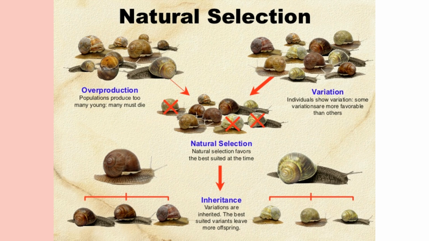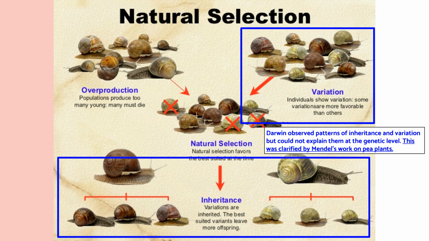unaware of Mendel's work. The diagram explains natural selection by showing that populations overproduce offspring, individuals vary in traits, and those with advantageous variations are more likely to survive and reproduce, passing those traits to the next generation. Over time, these inherited traits become more common, leading to evolutionary change.